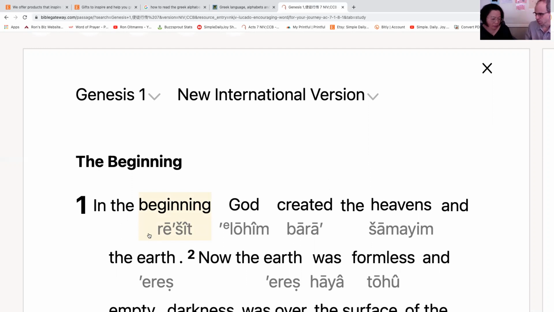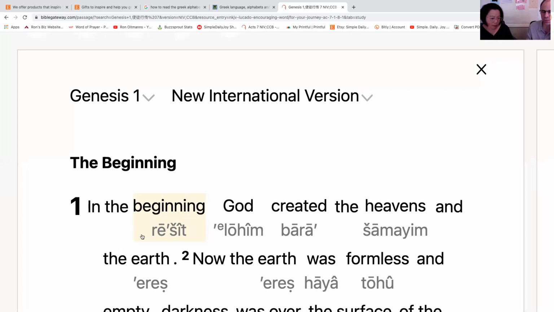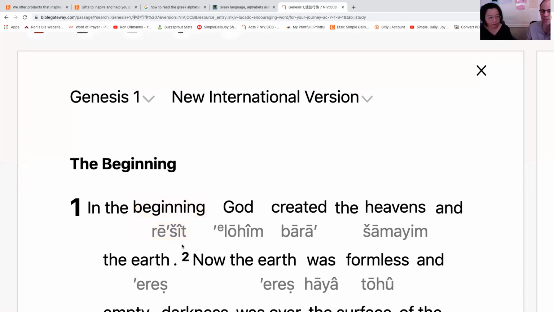Bara, Hebrew puts the verb next. Elohim, God, is third in the Hebrew. Et hashemayim, that's the heavens. Wa et haaretz. So that's how it is in the original Hebrew. So we get pretty close. The main words are represented here.